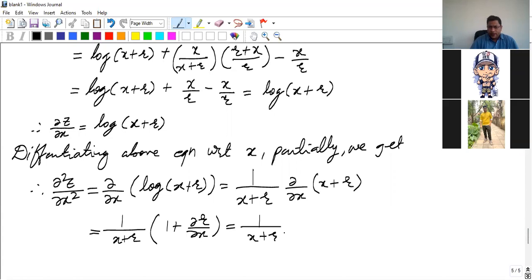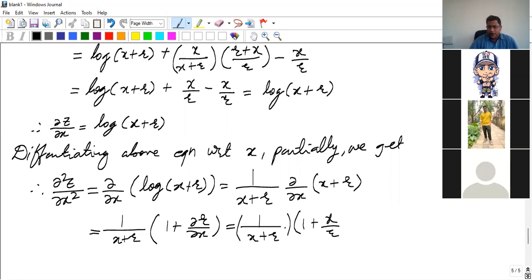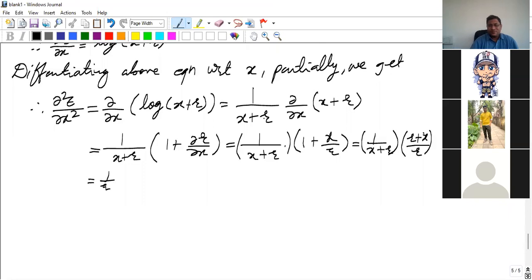So it is 1 upon x plus r and this term is going to be 1 plus x by r. So we have 1 upon x plus r, and this is (r plus x) by r. Can we write this as 1 by r? Yes, sir, because this term and this term will get cancelled and we will have only 1 by r. So we got ∂²z/∂x² equal to 1 by r. Now once it is 1 by r, it is easy for us to differentiate.